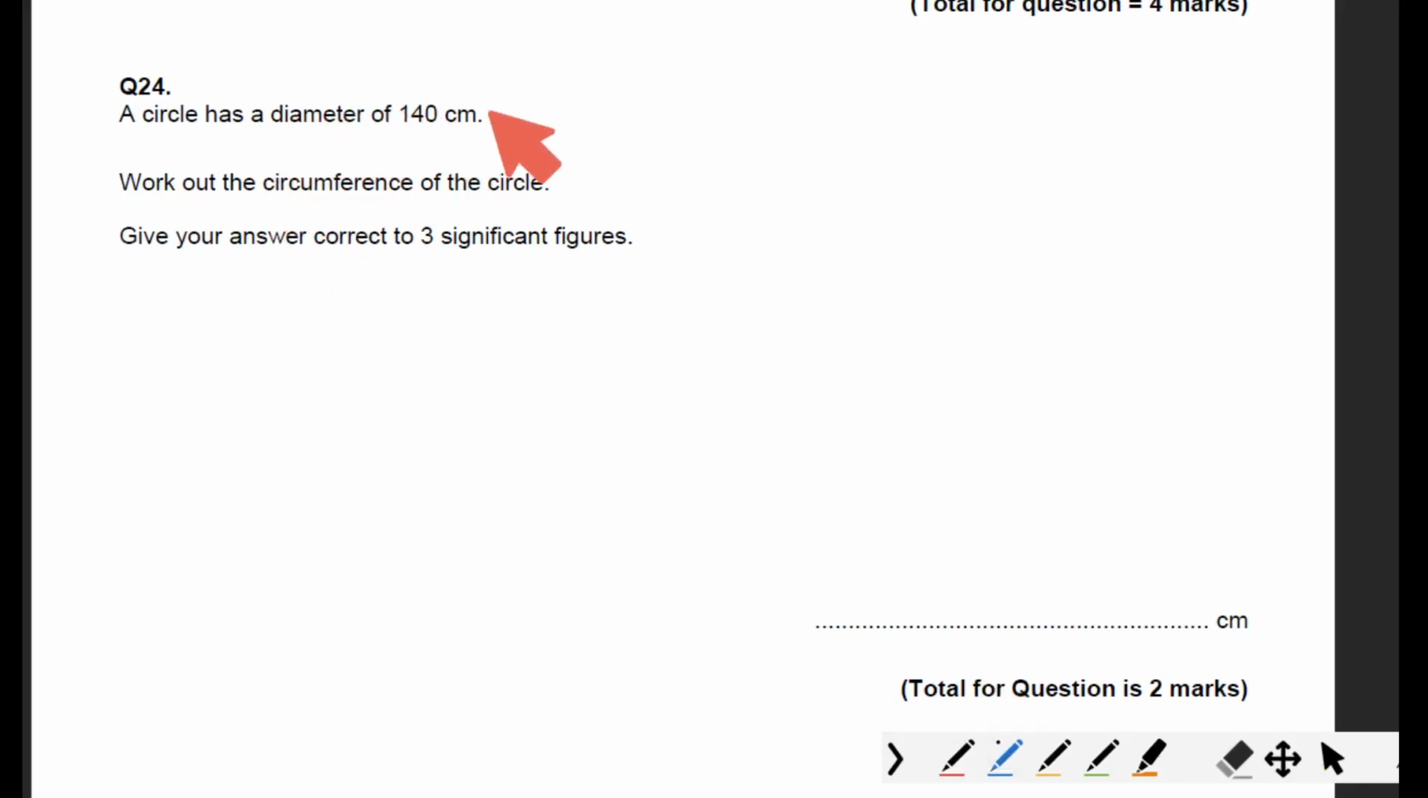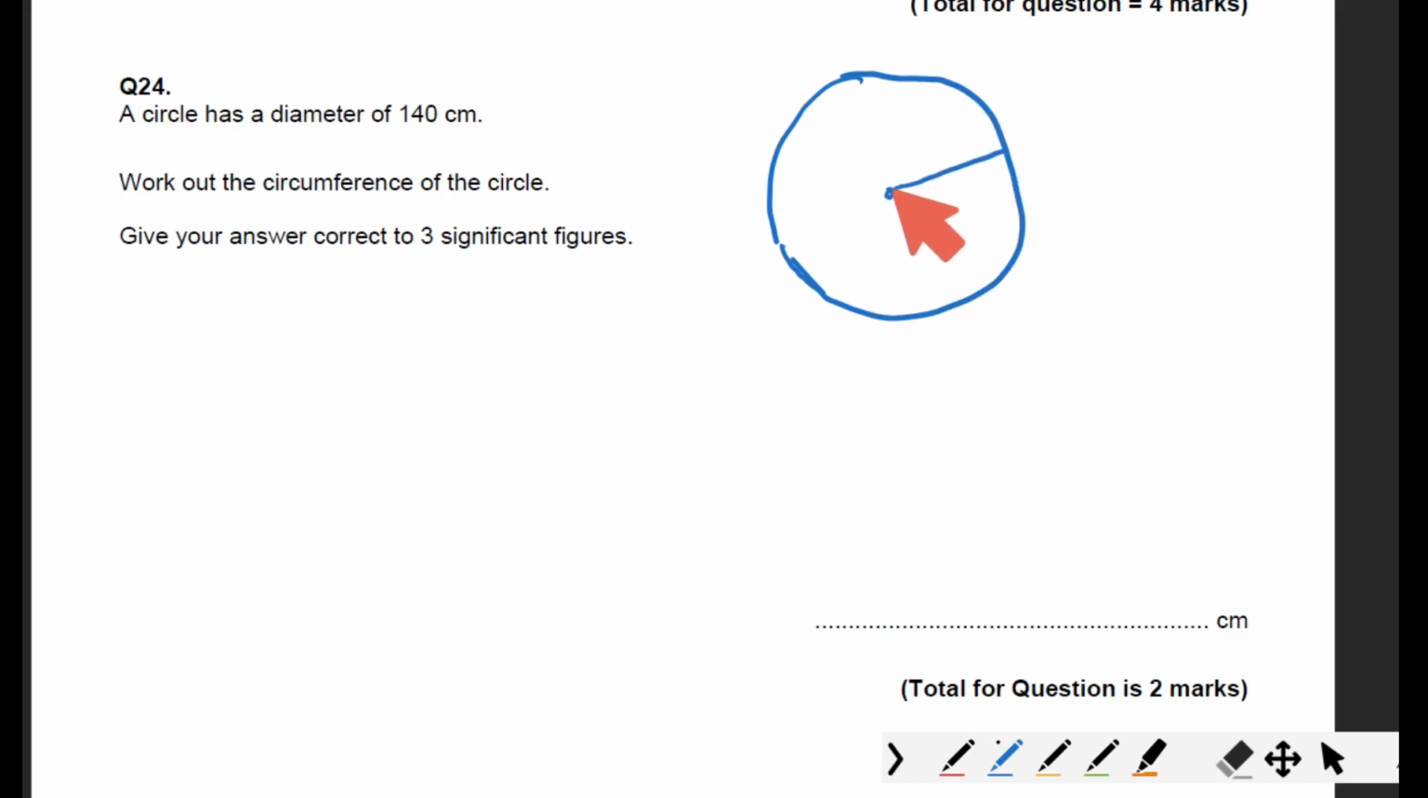A circle has a diameter of 140 centimeters. Right, there's the center. From there to there, that's the radius. But they've given us the diameter, which is double the radius. That's the diameter, so this way, this way, this way. It's 140 centimeters.